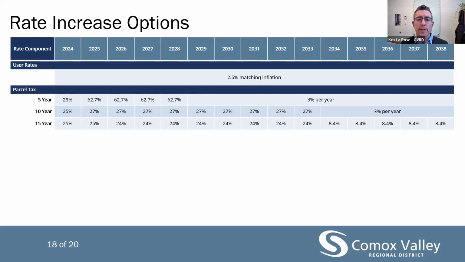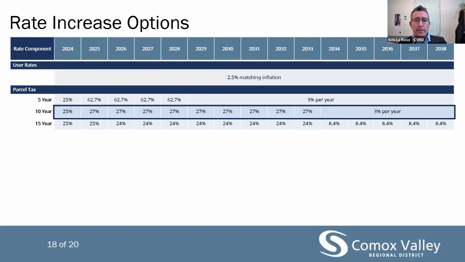For the rates of the new parcel tax, three options were presented, ranging from a short-term but high-impact increase for 5 years, to a longer-term increase that reduces the spikes in year 2, but continues on for longer. The 10-year approach was selected by directors for the Black Creek Oyster Bay service. So that means a 25% increase in 2024, and then 27% per year increase from 2025 through 2033. After that, the increase will reduce to 3%, matching inflation seen on capital projects within the CVRD.